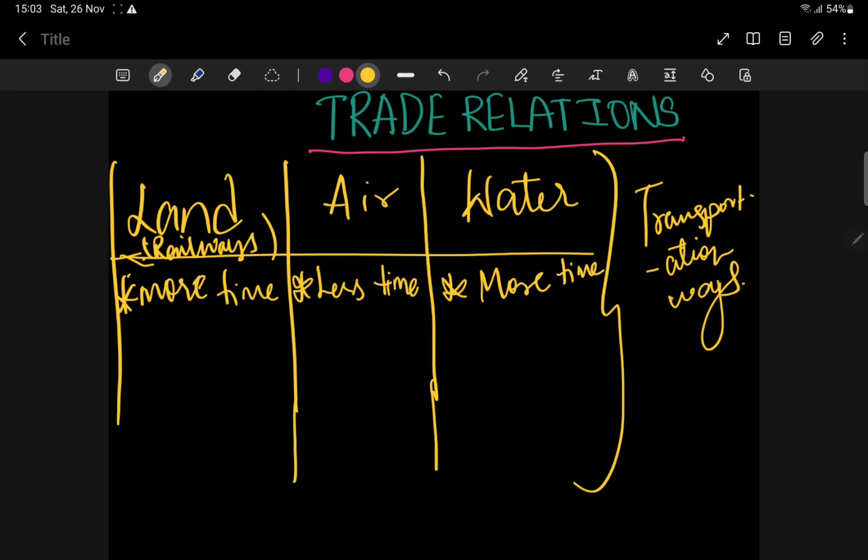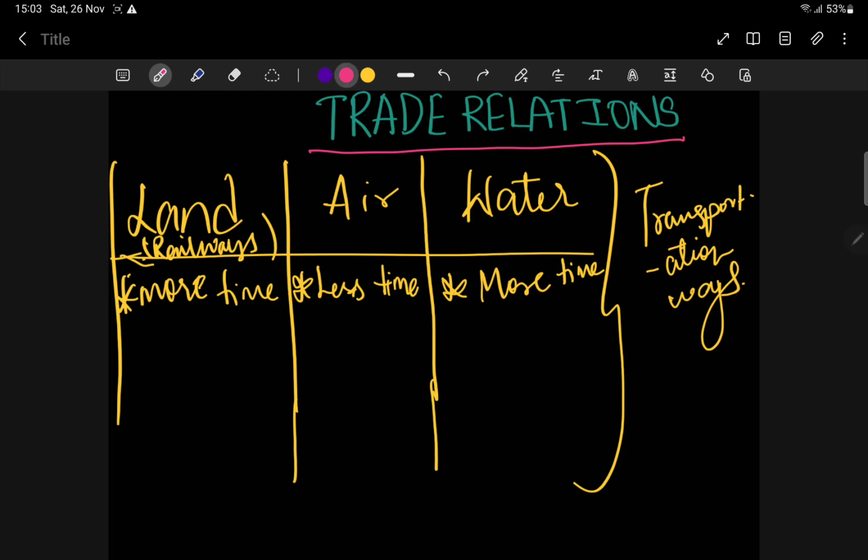Now, you might think, by seeing that land will take more time, water will also take more time, but air travel is going to take less time. So I think this is the best form of trade, air travel, like aeroplanes and all. But it is absolutely wrong. It is absolutely 100% wrong. What is the correct thing now?